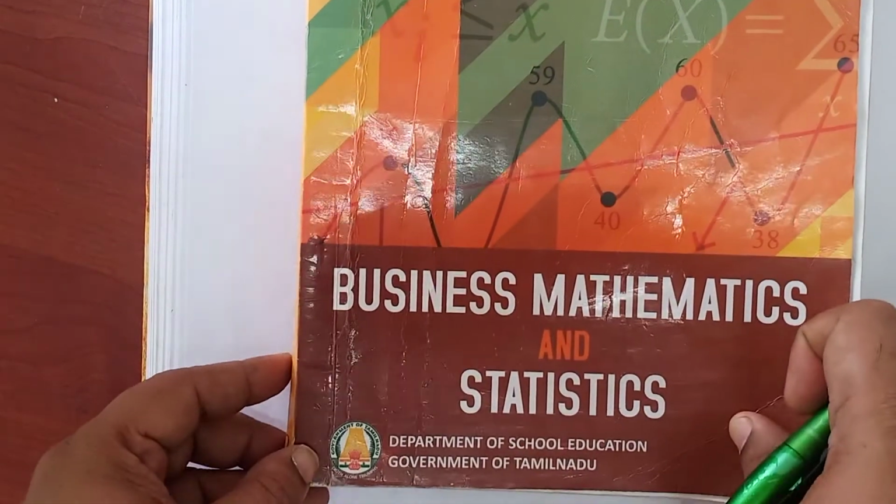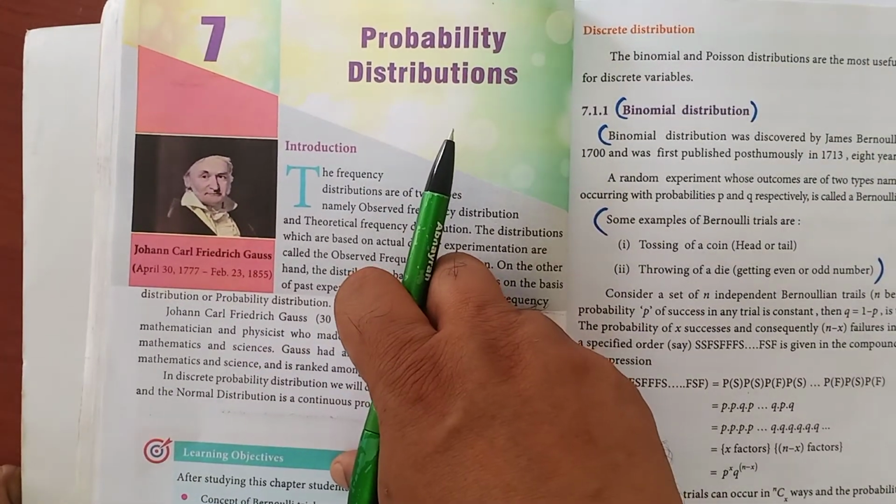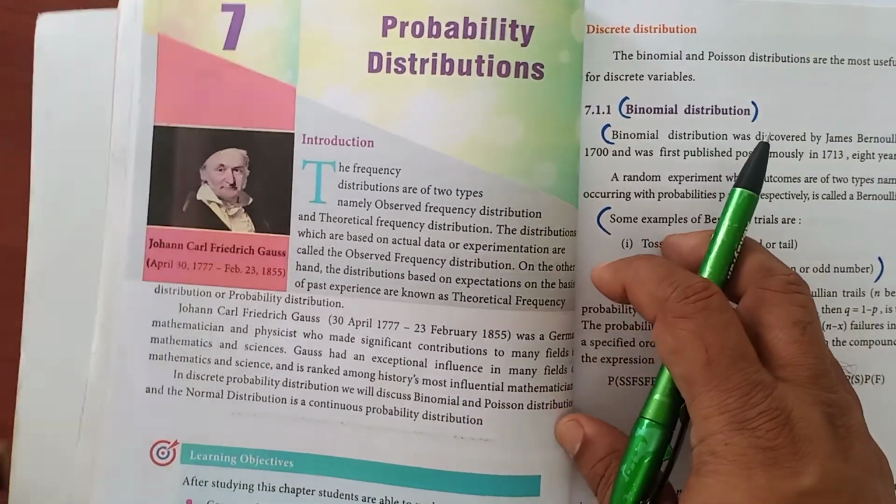12th Standard Business Mathematics and Statistics, Chapter number 7, Probability Distributions. Let's start with the binomial distribution.